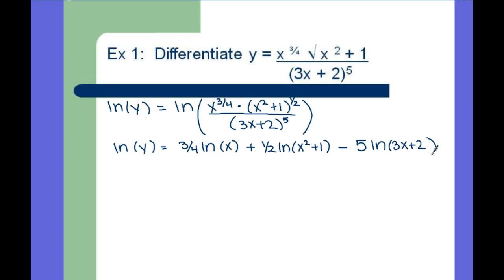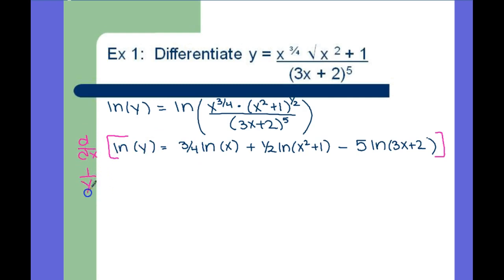Are we good with this idea? Take your derivative. So what's the derivative of the natural log of y? It's like the derivative of the natural log of x. What's the derivative of the natural log of x? 1 over x. But since it's a y, it just becomes exactly 1 over y.